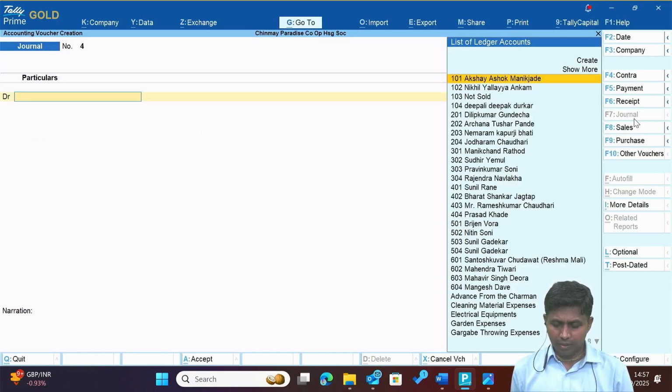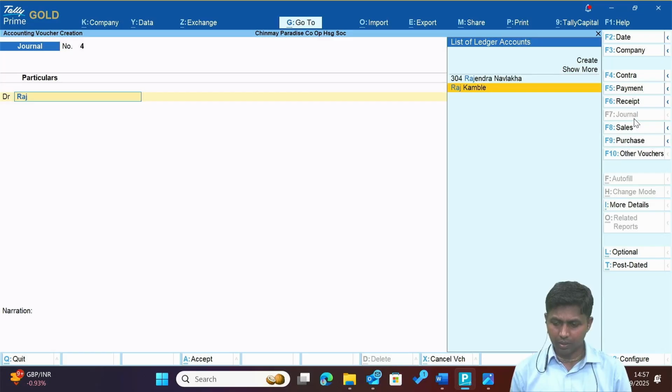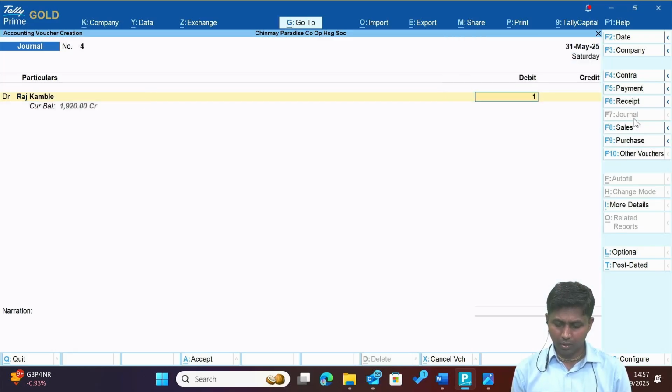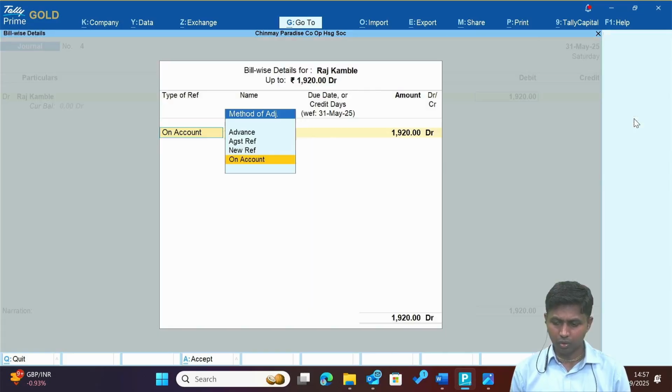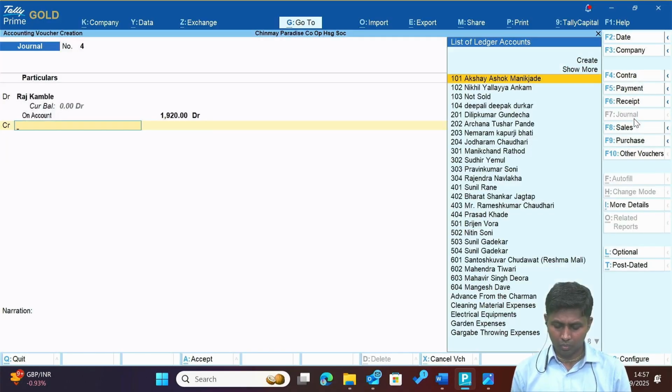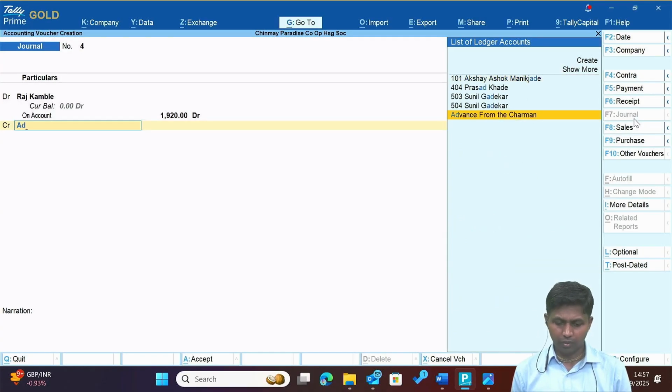Once it is created, then in the payment, but we are not going to pay, the chairman will pay on behalf of us. Therefore, again one more entry in the journal voucher type, say Raj Kamble account 1920, to advance from the chairman.